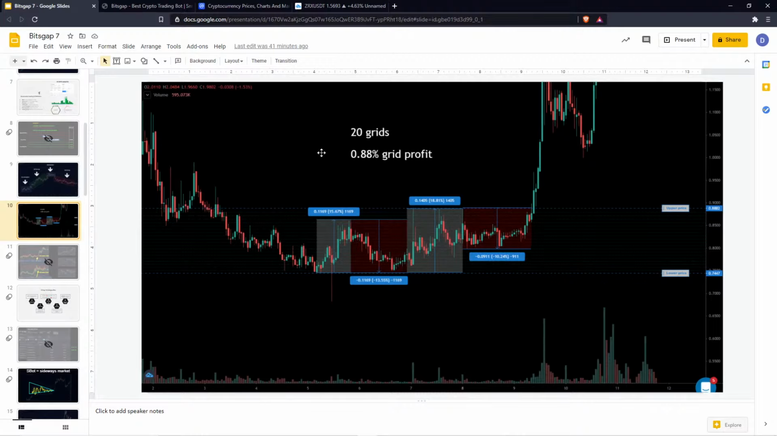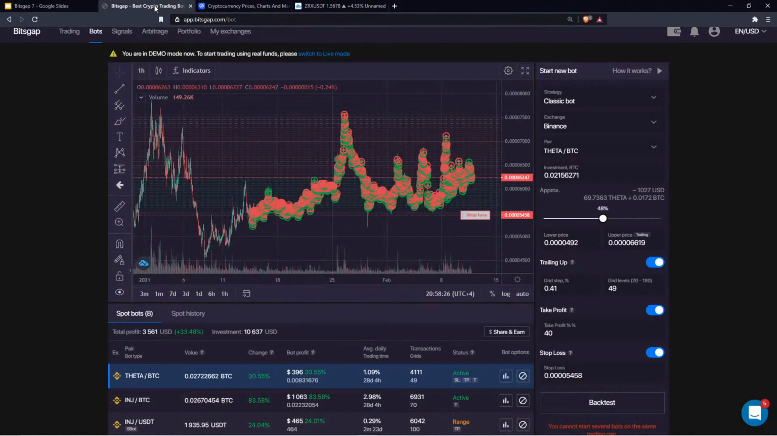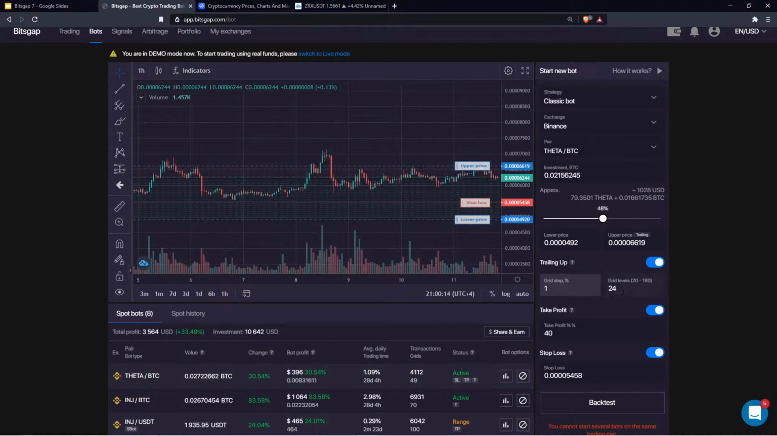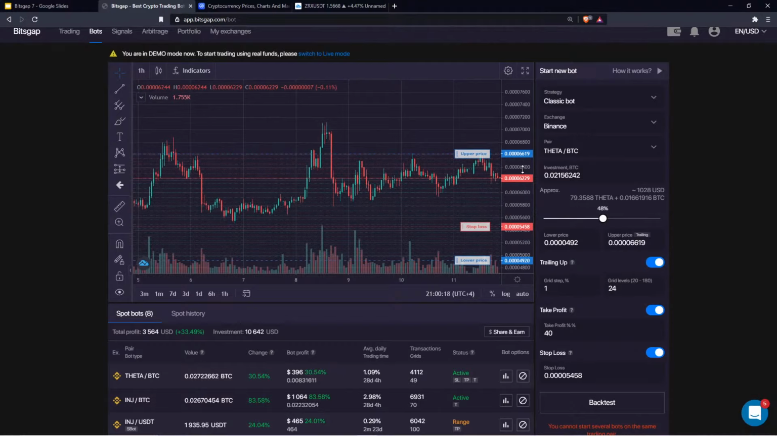So it's really up to you to decide whether you want to stick with the grid step configuration or the grid levels configuration. So if your aim is to get 1% from the market, then you say it's for this configuration, that's 24 grid levels. Okay.